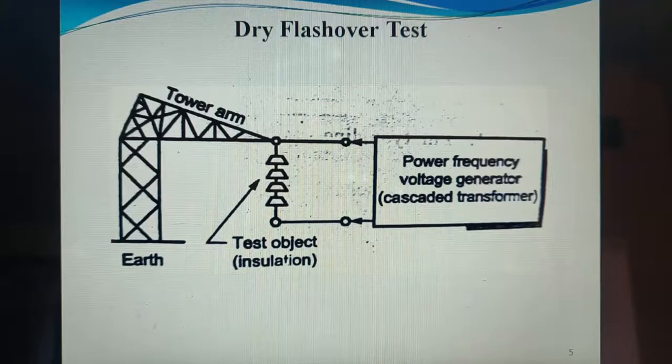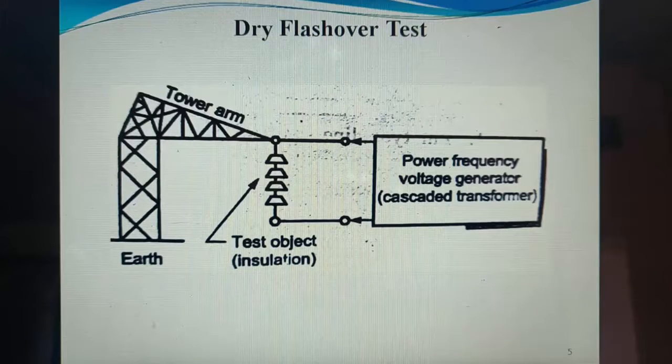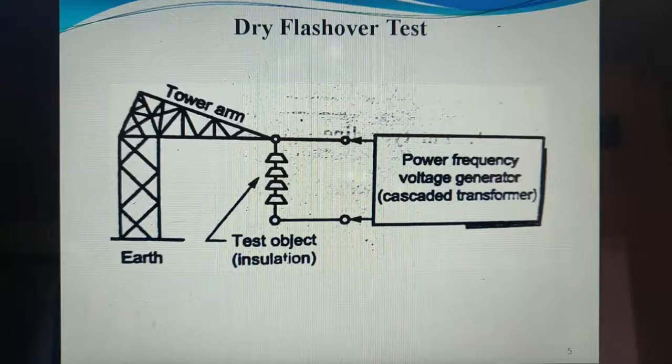In the dry and wet conditions, the specified voltage is applied for a period of 1 minute, with the help of a cascade transformer, etc. Then we observe that the test piece should withstand the specified voltage. We hope that this voltage is withstood by the insulator without damage. So that is the wet and dry withstand test, and both tests are power frequency tests.